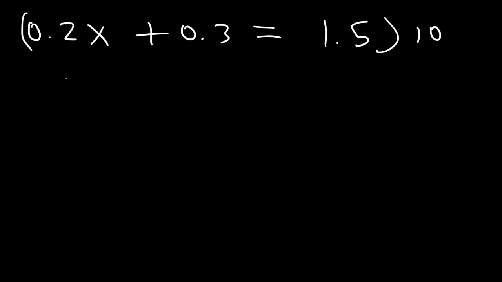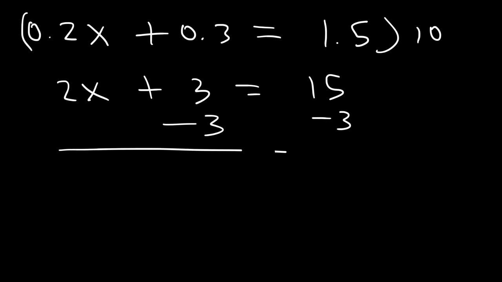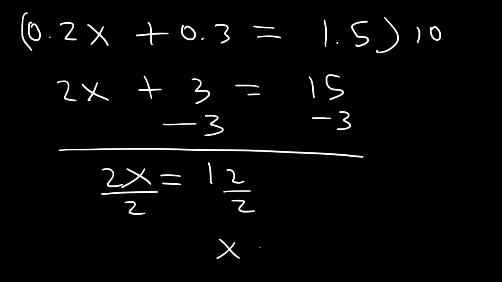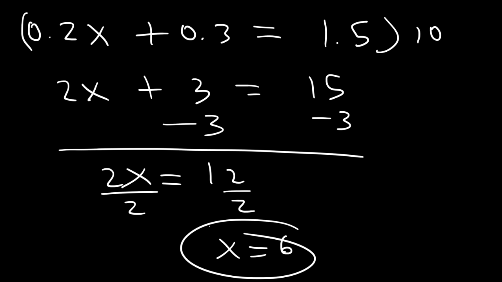0.2x times 10 is 2x. 0.3 times 10 is 3. 1.5 times 10 is 15. And now we could solve it like any other problem. So let's subtract both sides by 3. 15 minus 3 is 12. And then if we divide by 2, we can see that x is equal to 6.